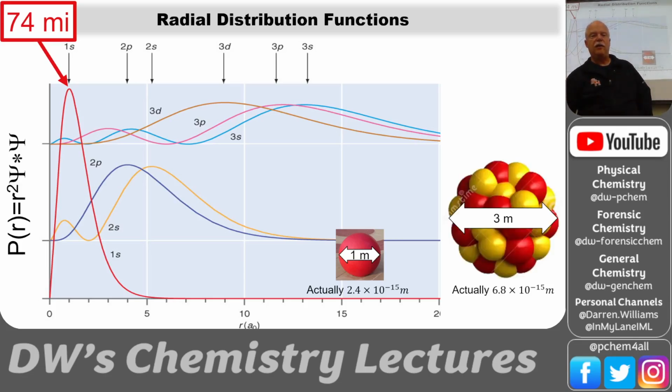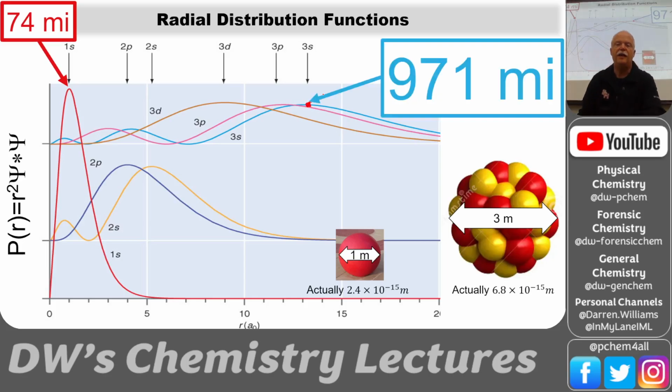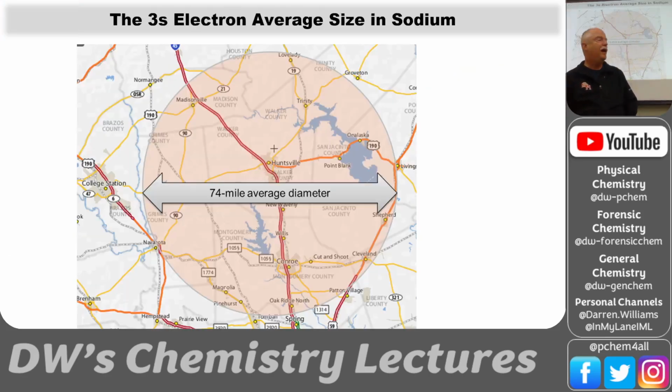Well, what about a sodium atom? So it's about 3 meters across. It's got 23 particles in the nucleus. So it's got 11 protons and what would be that? Maybe 12 neutrons. And so the most probable radius for this sodium atom would be that 3s radius there, and that's 971 miles across. So that'll give you an idea visually of how big the atoms are on the periodic table.